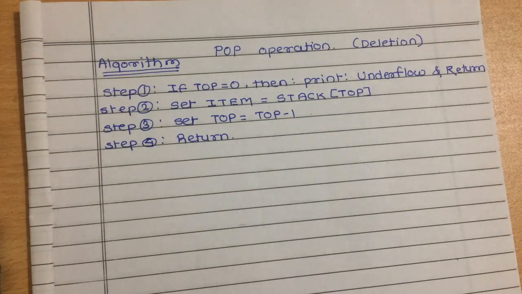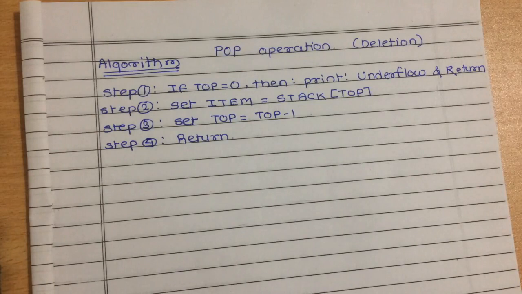So in the pop operation, it is nothing but a deletion operation. That is, we have to delete or remove one element from the stack. As in this case, the insertion and deletion is carried out from one end. That end is called the top end. So whatever push operation or pop operation is there, that operation is carried out from one end only. So here I have written one algorithm for this pop operation. So let's see the algorithm which is there for pop operation.